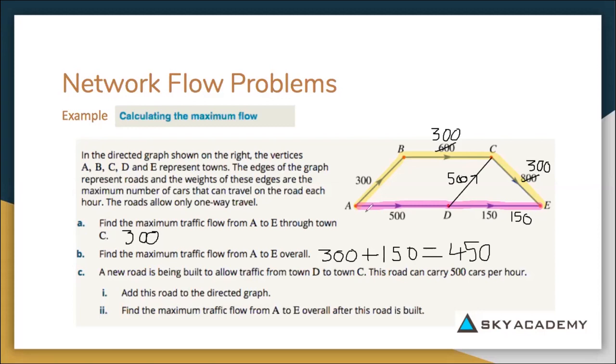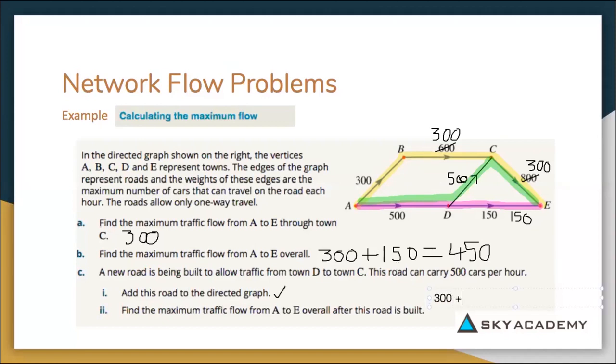Add this road to the directed graph. Well, we already have done that. So tick. And find the maximum traffic flow from A to E overall after this road has been built. So I'm going to put my new route in green so we can see. Now we have 3 different routes, yellow, pink, and green, which means we're going to have to add together 3 different capacities. So we know the yellow route has a capacity of 300.